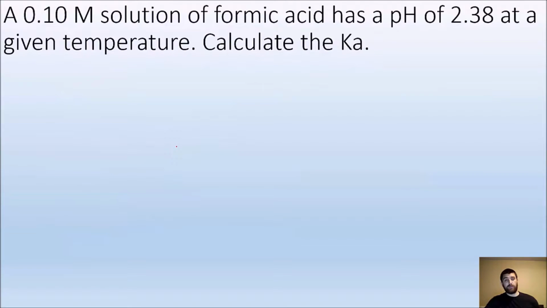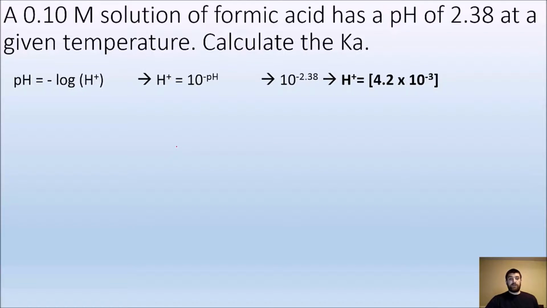All right, practice problem. A 0.1 molar solution of formic acid has a pH of 2.38 at a given temperature. Calculate the Ka. So first thing we want to do is use that pH to figure out the concentration of H+. I know pH is equal to negative log of H+, which I can do some algebra on, and I get H+ equals 10 to the negative pH. So I plug that in, and I get this number. That is my H+ concentration.